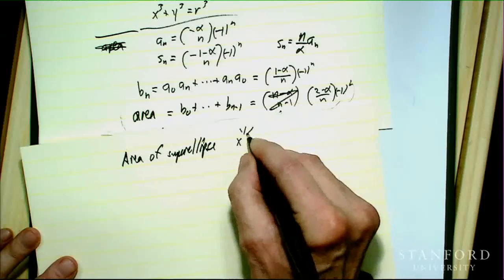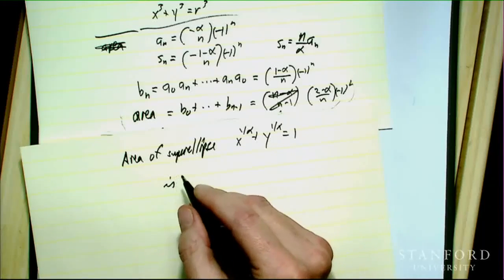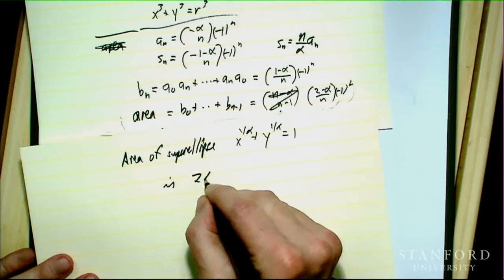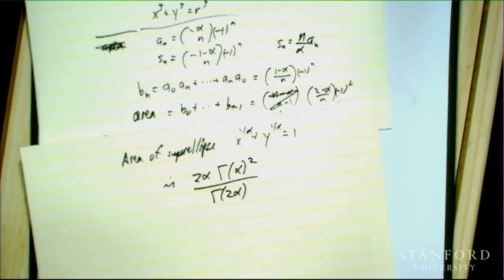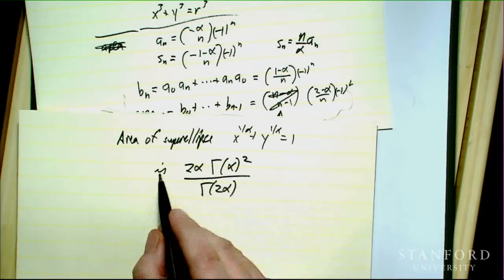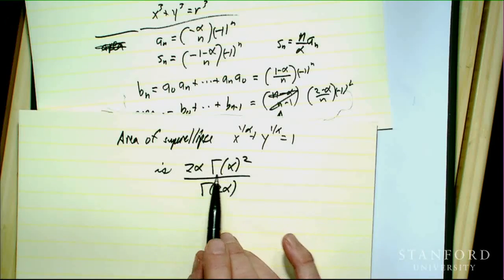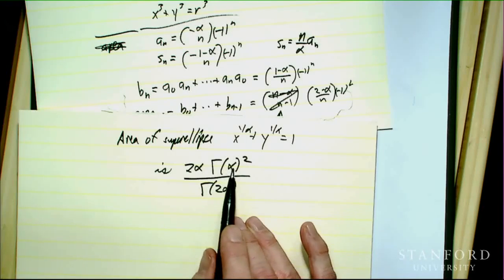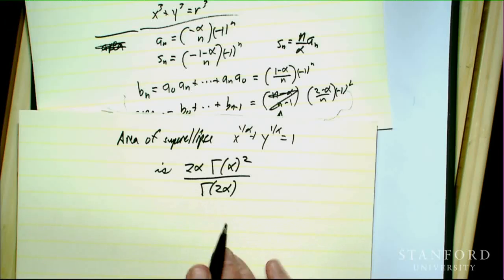The area inside x to the 1 over alpha plus y to the 1 over alpha equals 1 is equal to 2 alpha times the gamma function of alpha squared over the gamma of 2 alpha. Anyway, the gamma function is like a factorial. When alpha is equal to 1/2, gamma of 1/2 is the square root of pi, and gamma of 1 is equal to 1. And so this turns out to be pi.